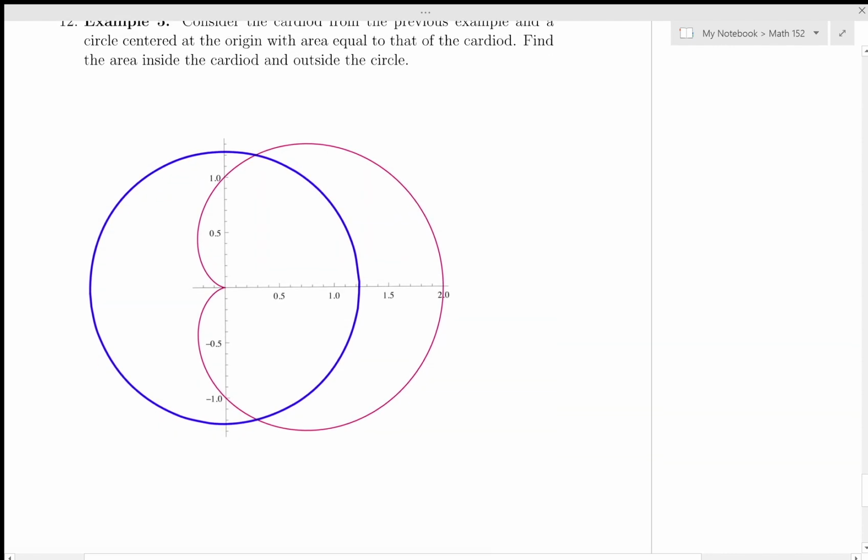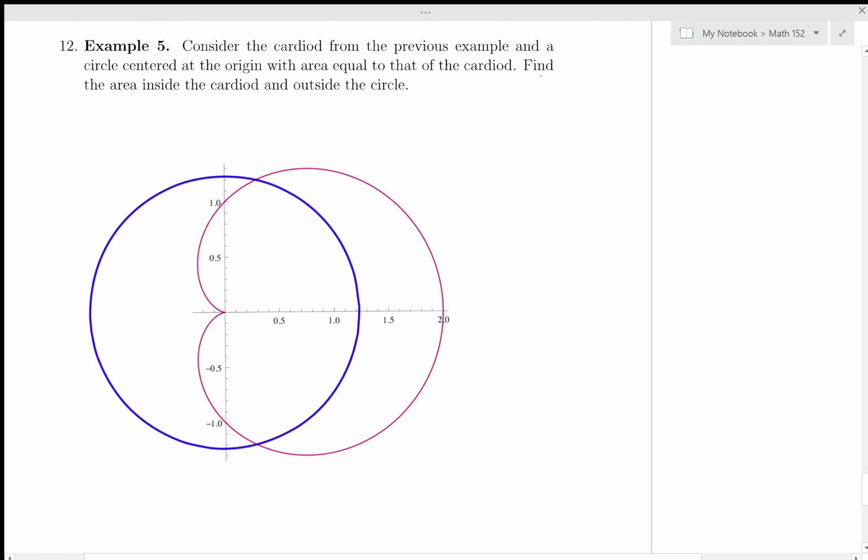So here's the same cardioid. I'm noticing it goes out to 2. The same cardioid in red, and then there's a circle in blue, and we want to know what is the area inside the cardioid and outside the circle. So first we're careful to identify what area we're asked to compute. Inside the cardioid and outside the circle. So that is this area right here.